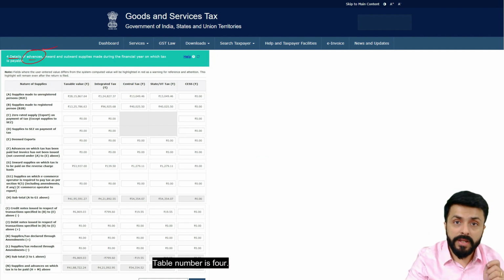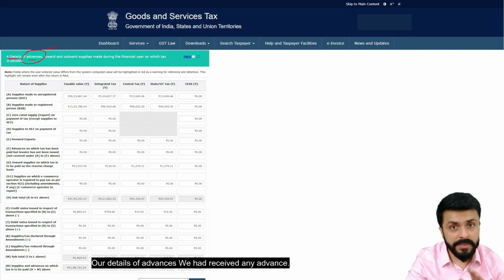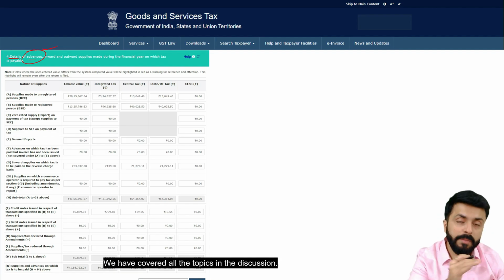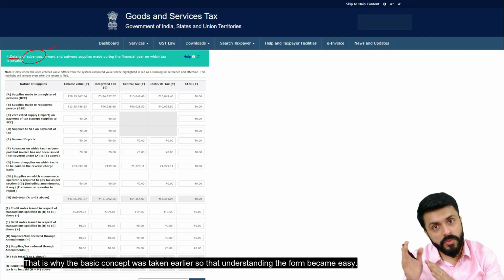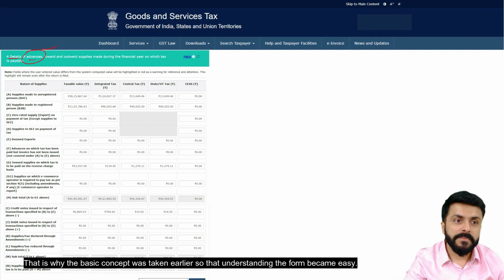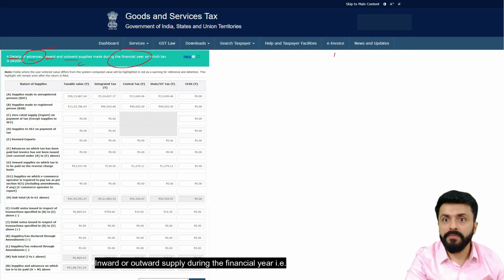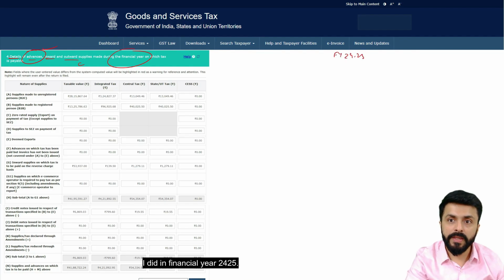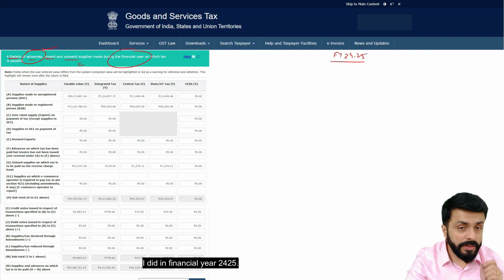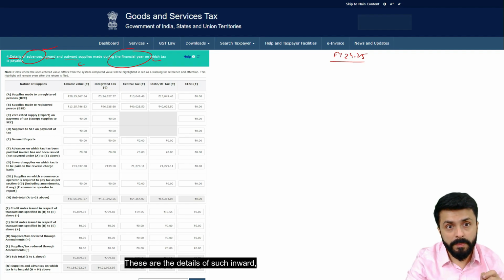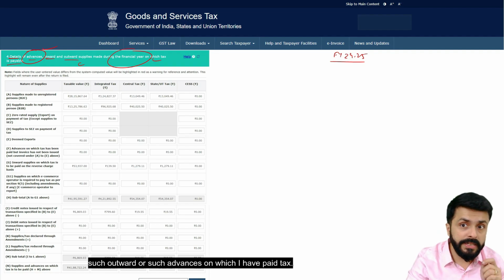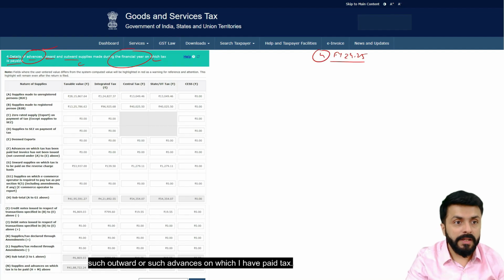Table number 4 has the details of advances, where we had received any advance. We have covered all the topics in the discussion. That is why the basic concept was taken earlier, so that understanding the form became easy. These are the details of inward or outward supplies during the financial year, i.e. financial year 24-25, or advances on which I have paid tax.